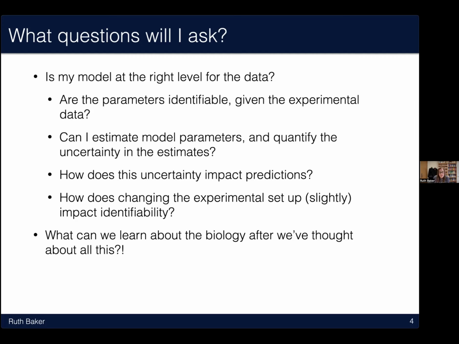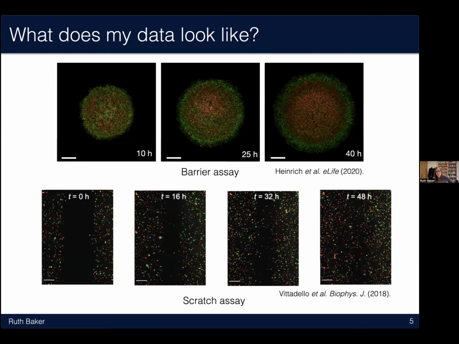And we are going to see quite clearly that sometimes changing the experimental setup that we have, even if it's only slightly, can have quite an impact on identifiability and then on predictions. And hopefully we're going to do this at the same time as learning something about the biology. So two of the main data sets I'm going to focus on today are published, one of them in eLife and the other one in Biophysical Journal, and they're in vitro two-dimensional assays that utilize this Fucci reporter.